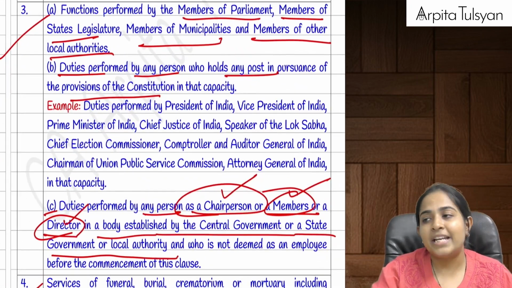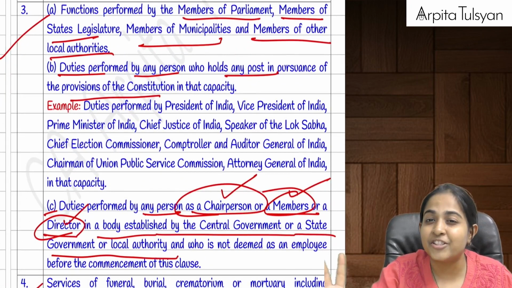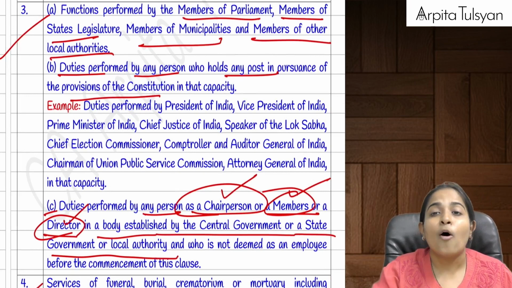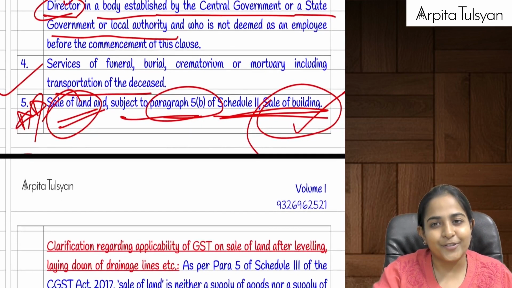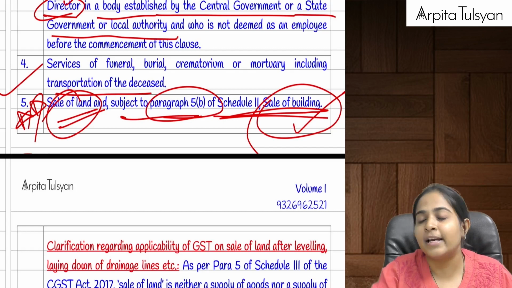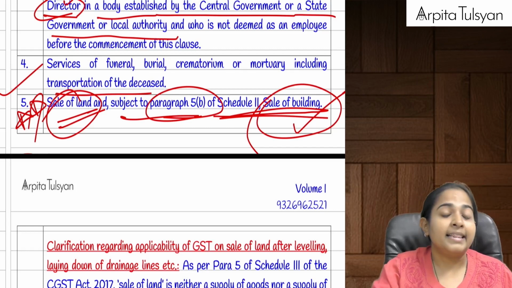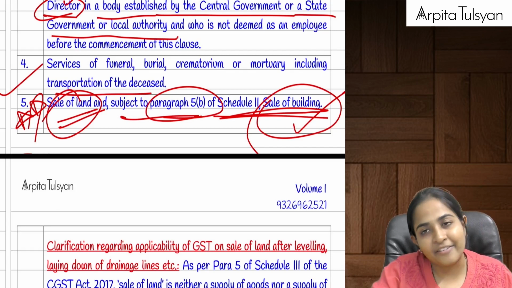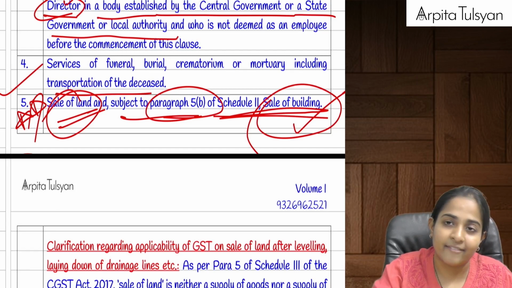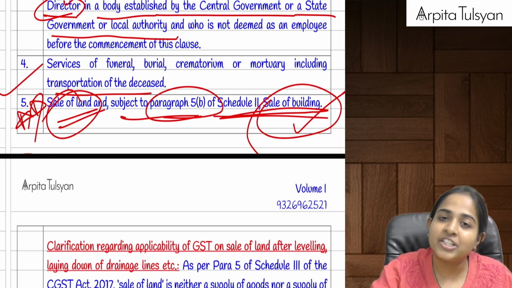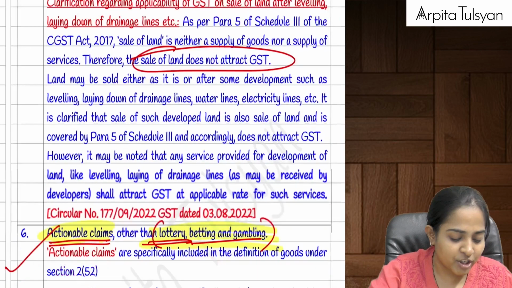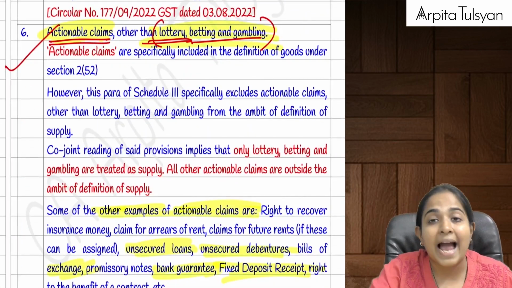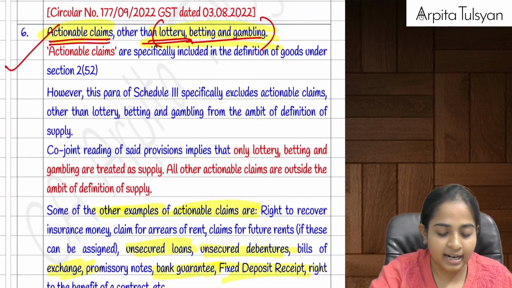Third one was any functions performed by a member of parliament, chairman of any particular establishment, or any person who is holding the post because of the constitution, India's constitution, obviously. Then the next point was services of funeral, crematorium, burial, mortuary, including transportation of the deceased person. Then point 5 was very, very important. Sale of land will never attract GST, even if it is barren land or developed land. And sale of building will not attract GST if the entire consideration is received after issuance of completion certificate or first occupation, whichever is earlier.